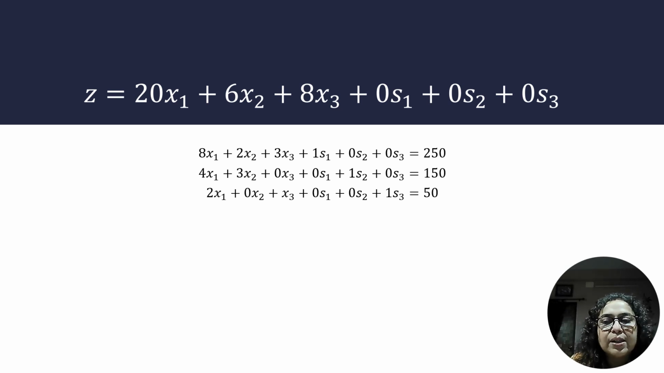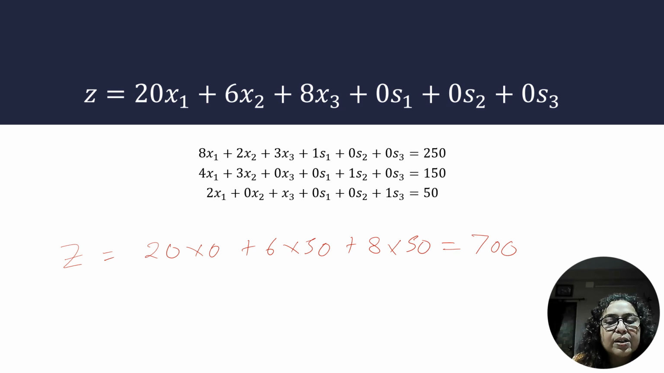I can see that my solution I had got, that is x1 is equal to 0 and x2 and x3 are 50. So I have z is equal to 20 into 0 plus 6 into 50 plus 8 into 50 and rest are 0. So I have 300 plus 400, that is 700. Because 6 5s are 30, 300, 8 5s are 40, 400 is equal to 700.